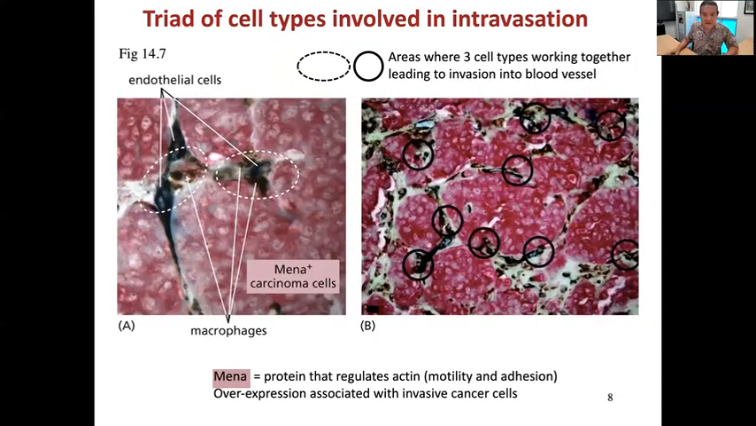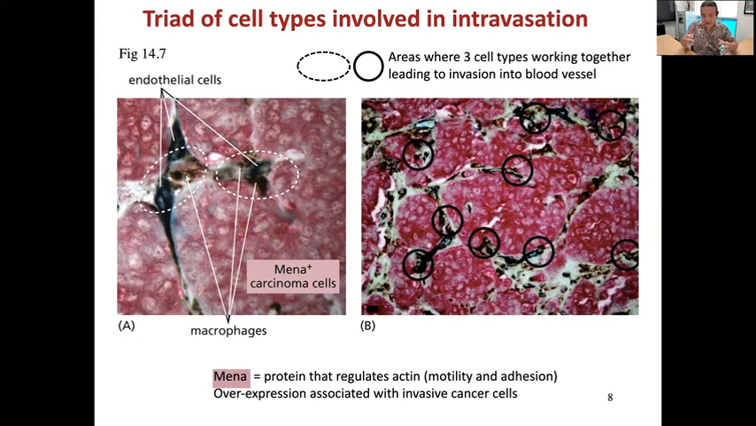So here you have some slides showing this kind of perfect storm of 3 different types of cells working together. These are carcinoma cells that are stained pink, looking for this protein called MINA. MINA is a protein that regulates actin. Actin, of course, is this important cytoskeletal protein that's involved in motility of cells and also adhesion of cells.